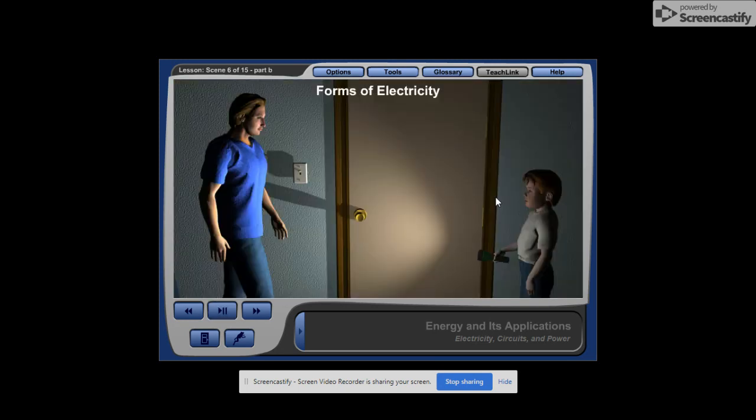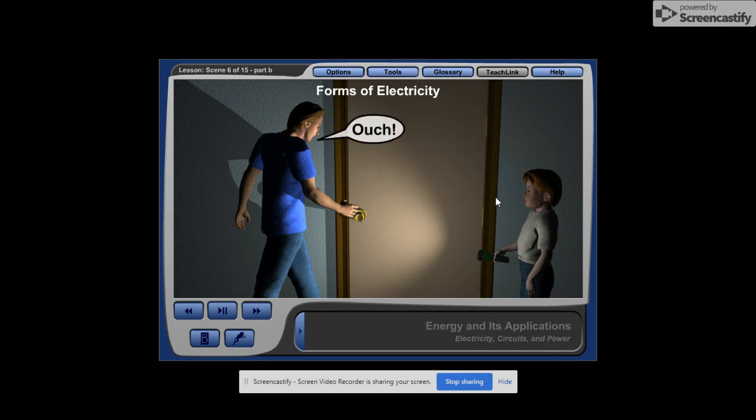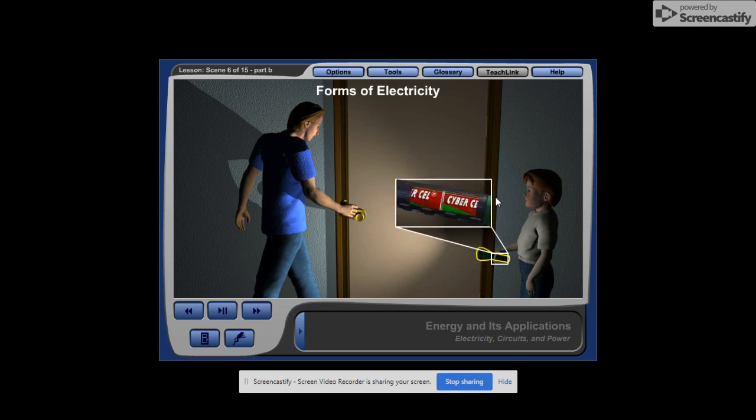Sometimes, when you walk across the carpet and reach for the door or light switch, you receive a little shock. You may have also used a battery-operated device, such as a radio or flashlight. Both of these instances are examples of electricity, but they show the two different forms that electrical energy can take: static electricity and electric current.